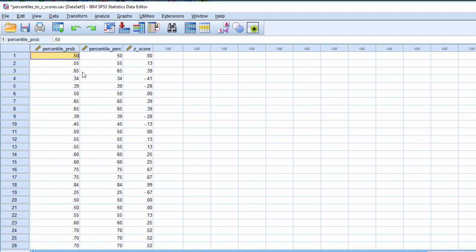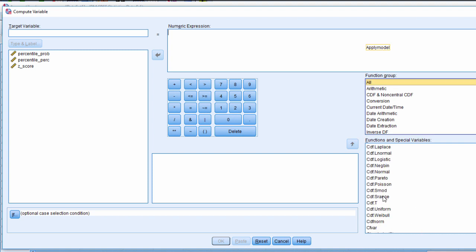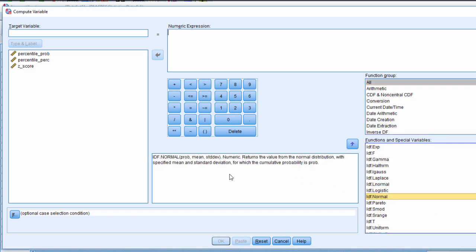So I'm going to show you how I converted these probability scores, or percentiles expressed as probabilities, into z-scores. It's pretty easy. You just have to use the inverse distribution function in SPSS. So click on function group all, and look for the IDF family of functions, and look for normal, and you can see IDF normal, probability, mean, and standard deviation. I'm going to call this variable z-score redo, because I'm going to redo what I did to get those z-scores that you saw in the SPSS data file.